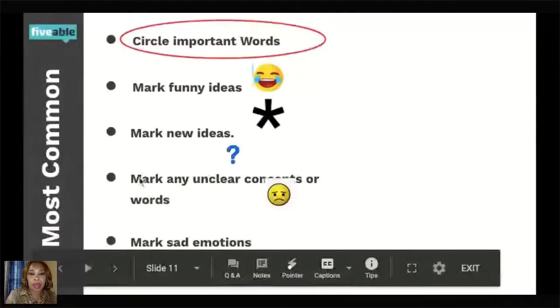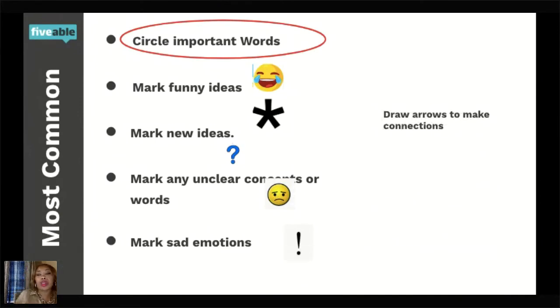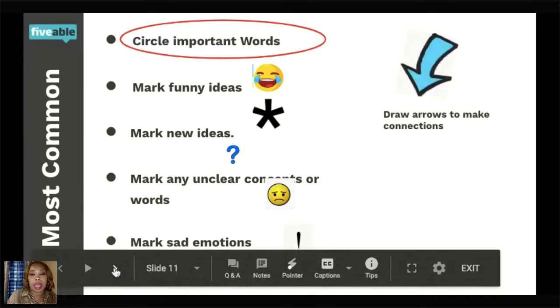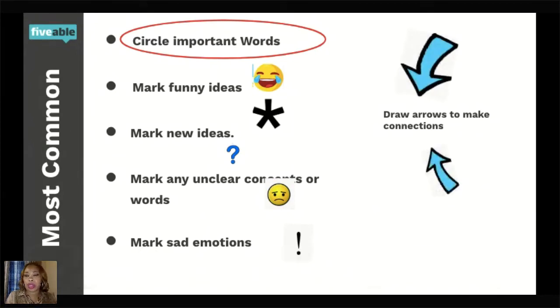mark any concepts or words, or mark any sad emotions. So anything that stands out that's a bit sad, like I said, any emotions that connect to the text, those are things that you should mark. Anything that's unfamiliar, anything that's new. Draw arrows to make connections. Often in poetry, you may have one stanza that refers back to the previous stanza, or some type of tone shift. So make sure you draw arrows and use that to refer to the text.